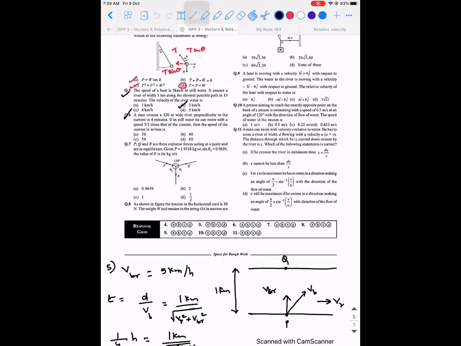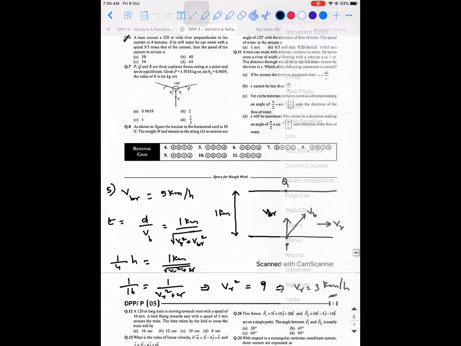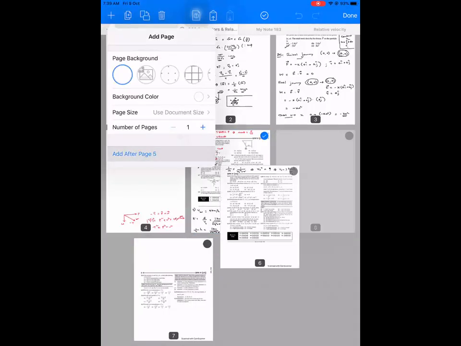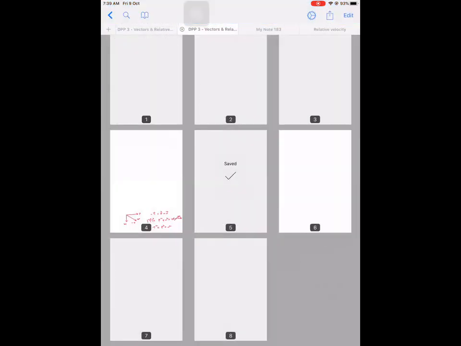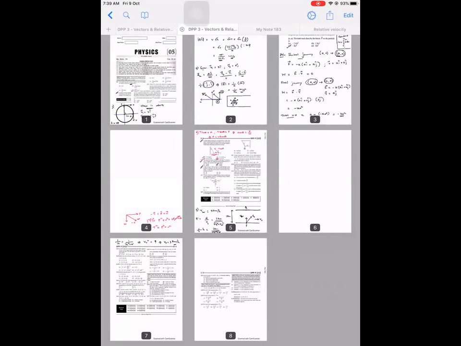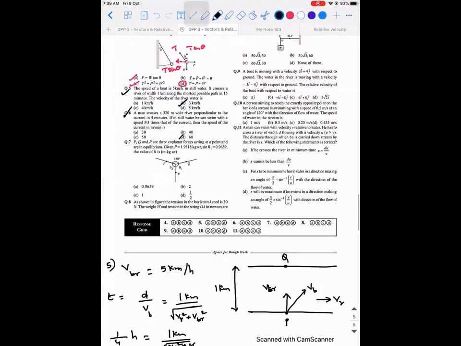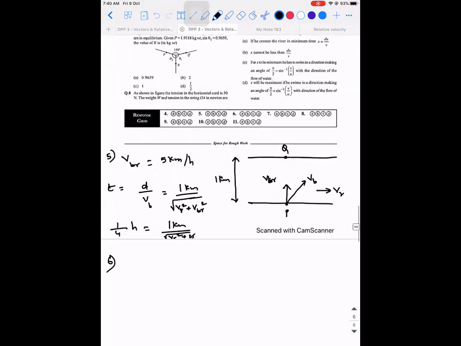So what is the answer? Yes, sir. I'm getting it as 60 meters per minute. That's right. So how did you do? That's right, Rahul. Tell me the steps that you followed.